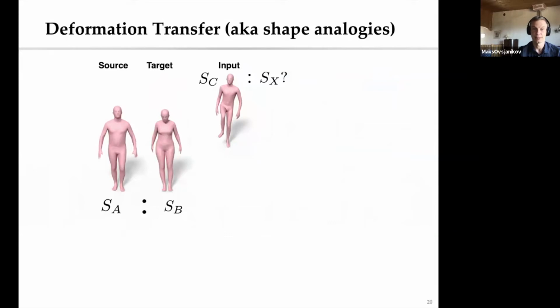And here the idea is, suppose I have a shape A and shape B, and I can measure the difference between the shape A and B. And say I have another shape C, and what I'd like is to construct a shape X such that the difference between C and X is the same as the difference between A and B. So for example, here we have a man and a woman in a similar pose. So if I have a man in a different pose, then hopefully I would get a woman in the same pose, right? So this is a kind of deformation transfer.